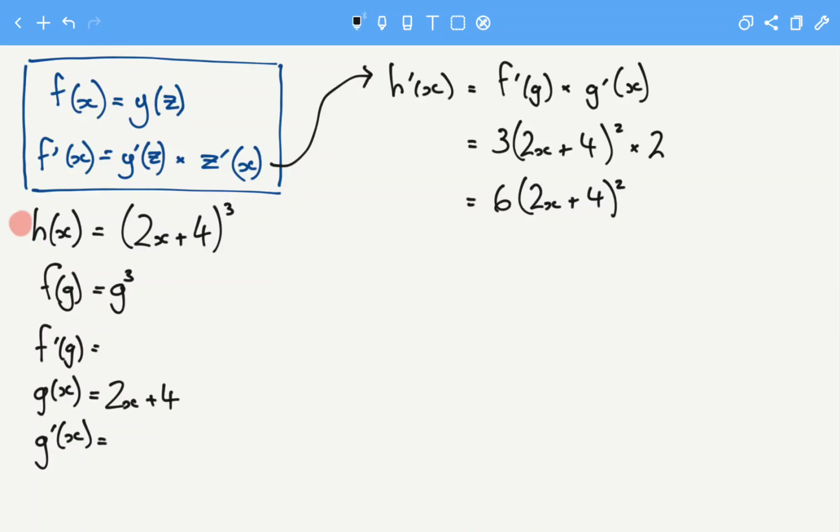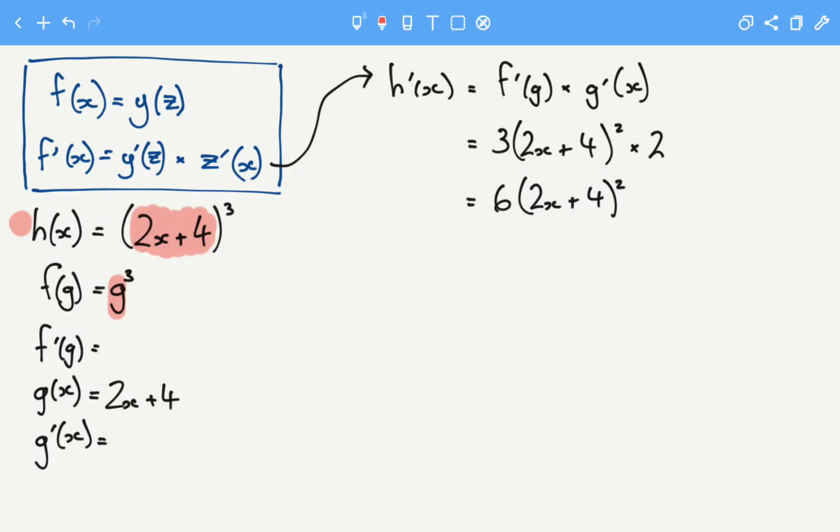h(x) equals (2x plus 4) to the power of 3. Now, if we try to differentiate this to the right, this here, it's going to be hard because it's all to the power of 3. So to make it easier, we substitute this inside the bracket for a g. So it's gone from (2x plus 4) to the power of 3 to g to the power of 3.